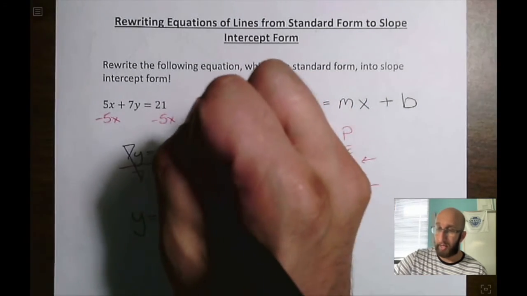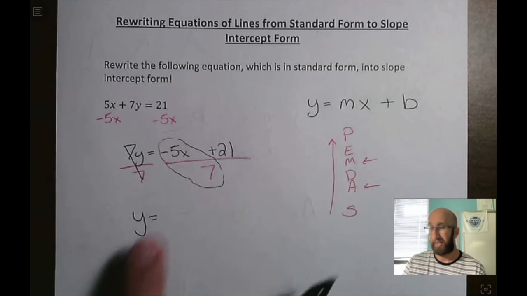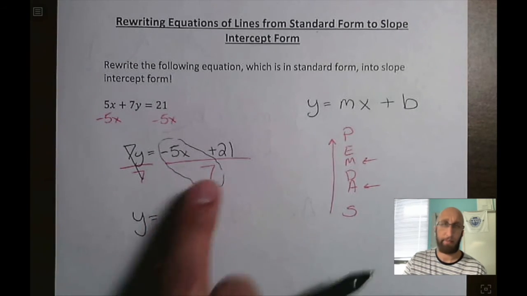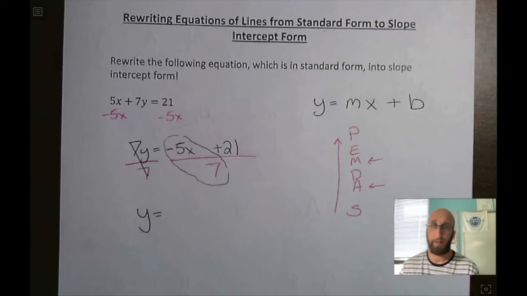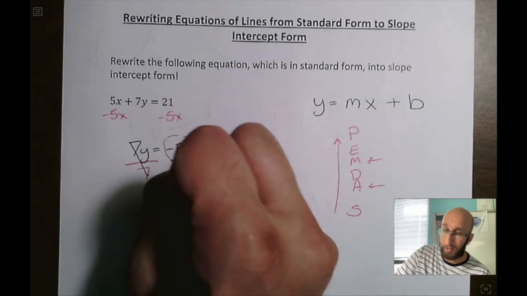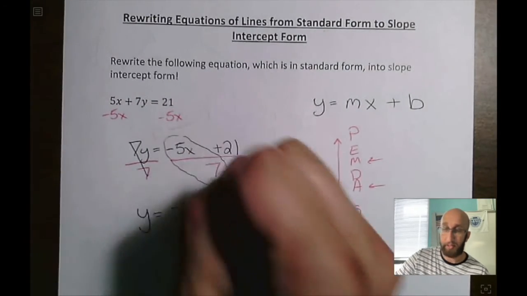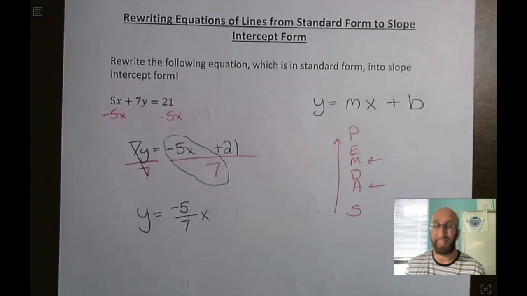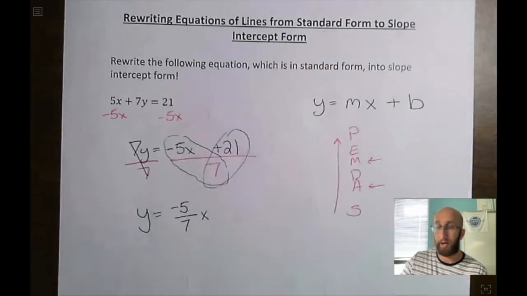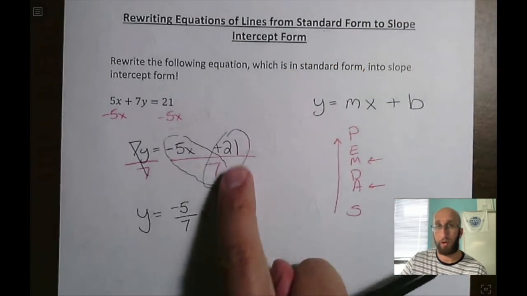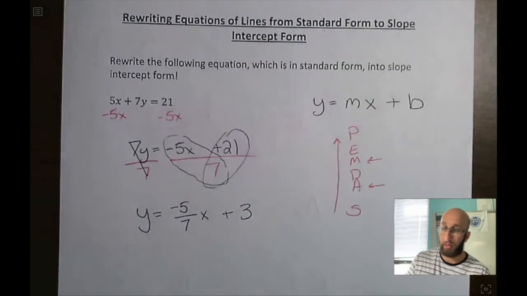I'm looking at this negative 5x divided by 7, which is a fraction with a negative 5 on top and a 7 on bottom. I would look to reduce or actually do that division, but there's nothing we can do there. So I'm going to leave the negative 5 on top and the 7 on the bottom, and the x is still just hanging out. I also need to take 21 divided by 7. That is a fraction of 21 over 7, and 21 divided by 7 is 3.